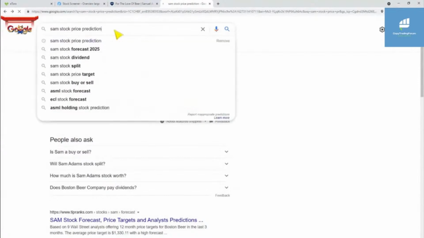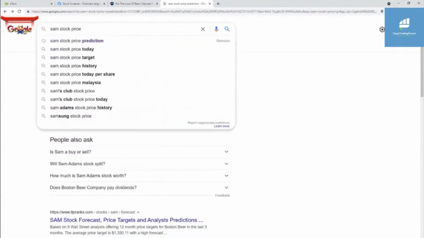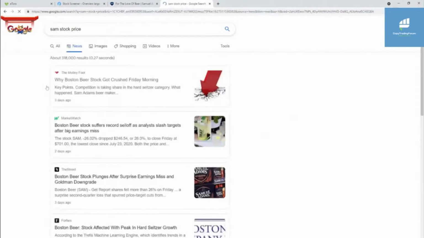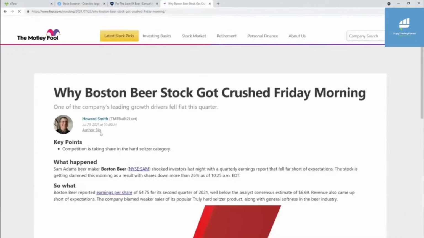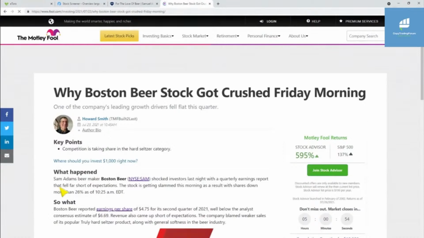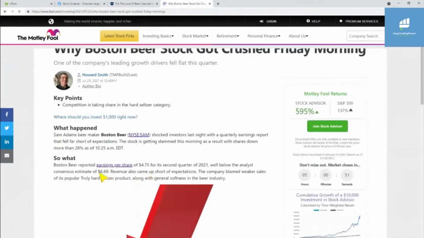But let's look at this, put in SAM stock price and see why the stock price dropped. So we look at the news, we click on the news tab here, and we can see here why SAM stock crashed on Friday morning. So why it crashed is it came out with its quarterly earnings report that missed analysts' expectations for that quarter. So analysts expected them to come out with an estimate of $6.69 per share of earnings, but they reported $4.75. Okay, so it's a massive drop.